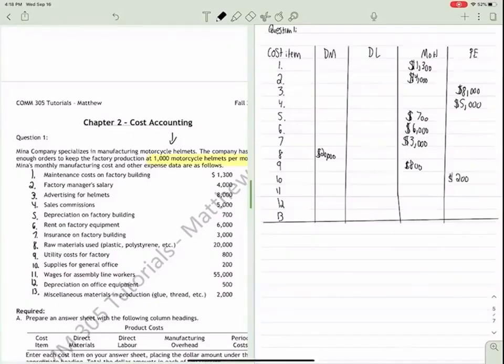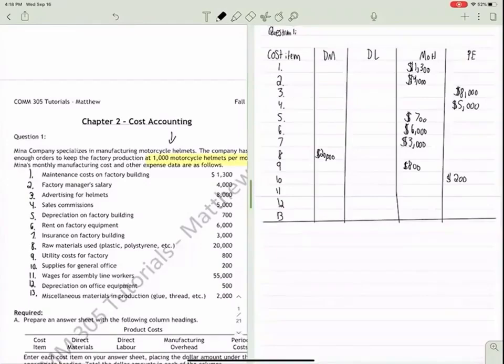$200. Now, wages for assembly line workers, 55,000. Okay, assembly line workers. We know that's a product cost, right? Because they're on the assembly line. Now we have to determine if it's DL or MOH. The wage for assembly line workers, is it DL or MOH? What do you guys think? DL? Why is it DL? Be the TA. Explain it to me. Break it down for your classmates. Now's the time to flex. Why is it DL?